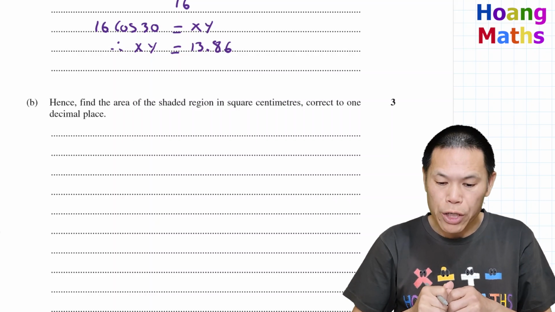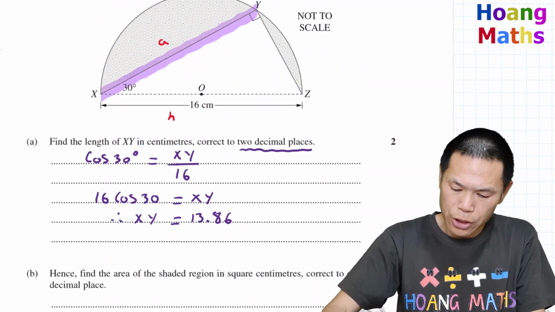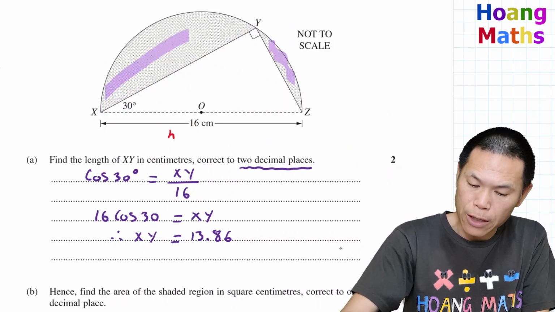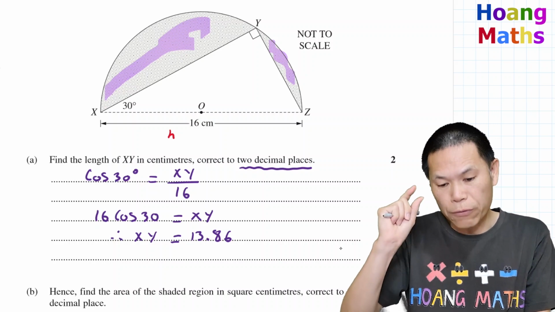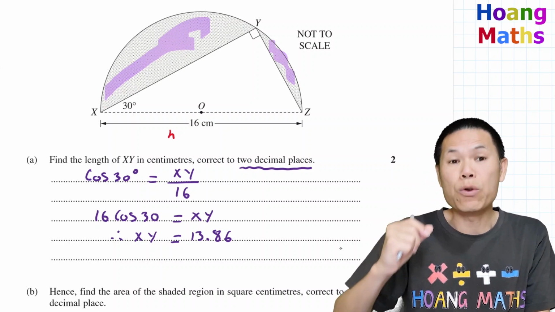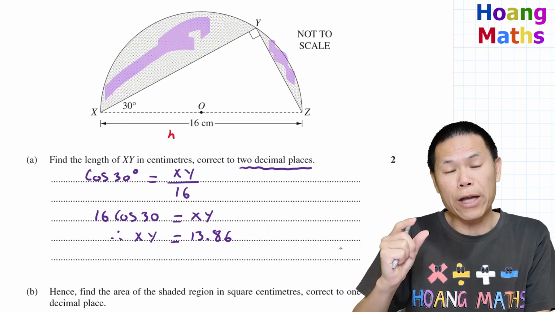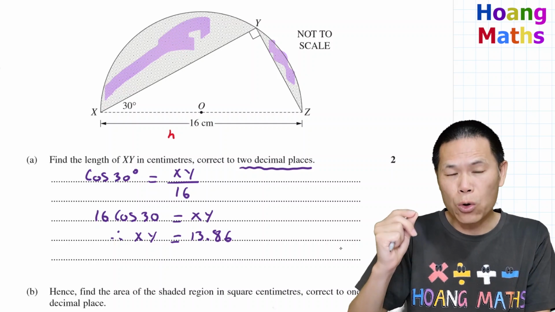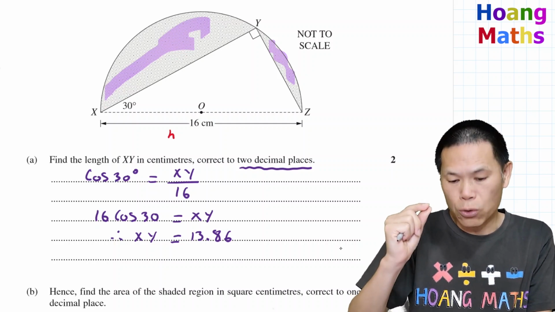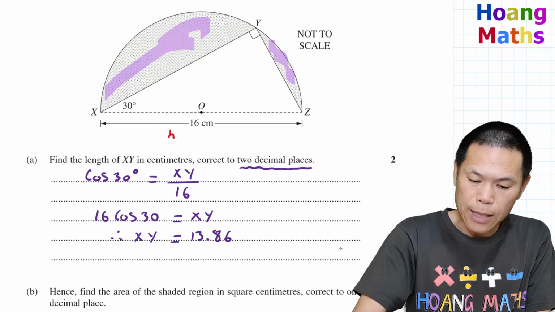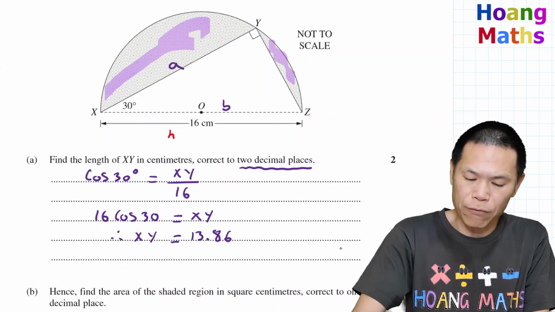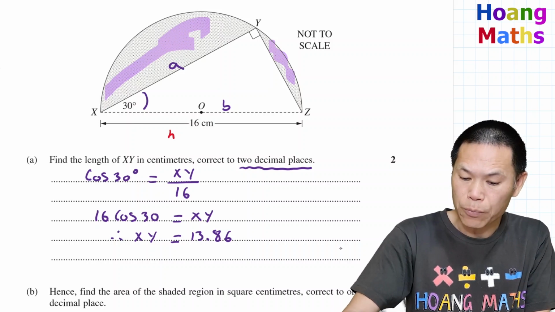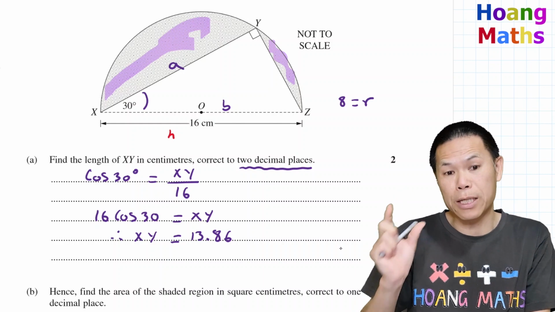Part B. We need to find the shaded area. So the shaded area is this area here. In other words, we need to find the area of the semicircle and subtract the area of the right angle triangle. But instead of using half times base times height for the triangle, we can also use the area is equal to half AB sine C. This is A, this is B, if you like, because we have the angle in between already. So let me work it out. The radius is 8, keep that in mind, because the diameter is 16.